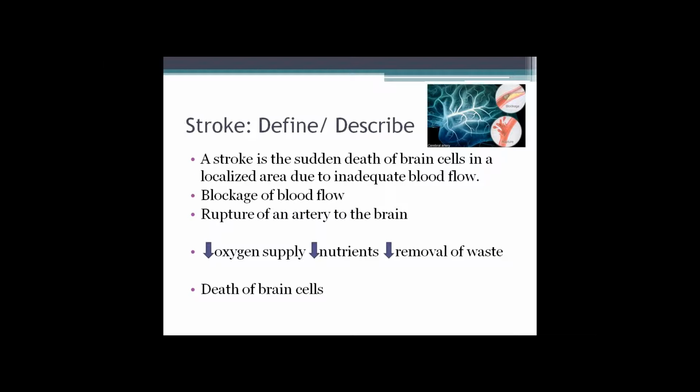Alright, so a stroke. This is a medical emergency that occurs when blood flow is interrupted by either blockage or rupture. Without blood flow, there will be no oxygen supply, there will be no nutrients, and there will be no removal of waste products in the brain. So this will cause brain cells to quickly begin to die.